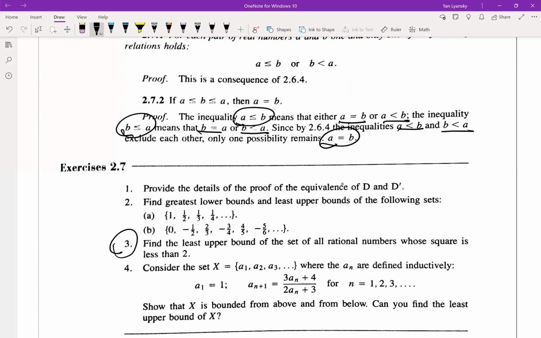Find the least upper bound of the set of all rational numbers. Hey, wait, you just said that, right? Yeah, I just said that. It's funny because we all think the same, it turns out, and that's a good set. So what is it? What's the answer? 2. No. Wait, oh, rational. Wait, find the least upper bound of the set of rational numbers whose square is less than 2.